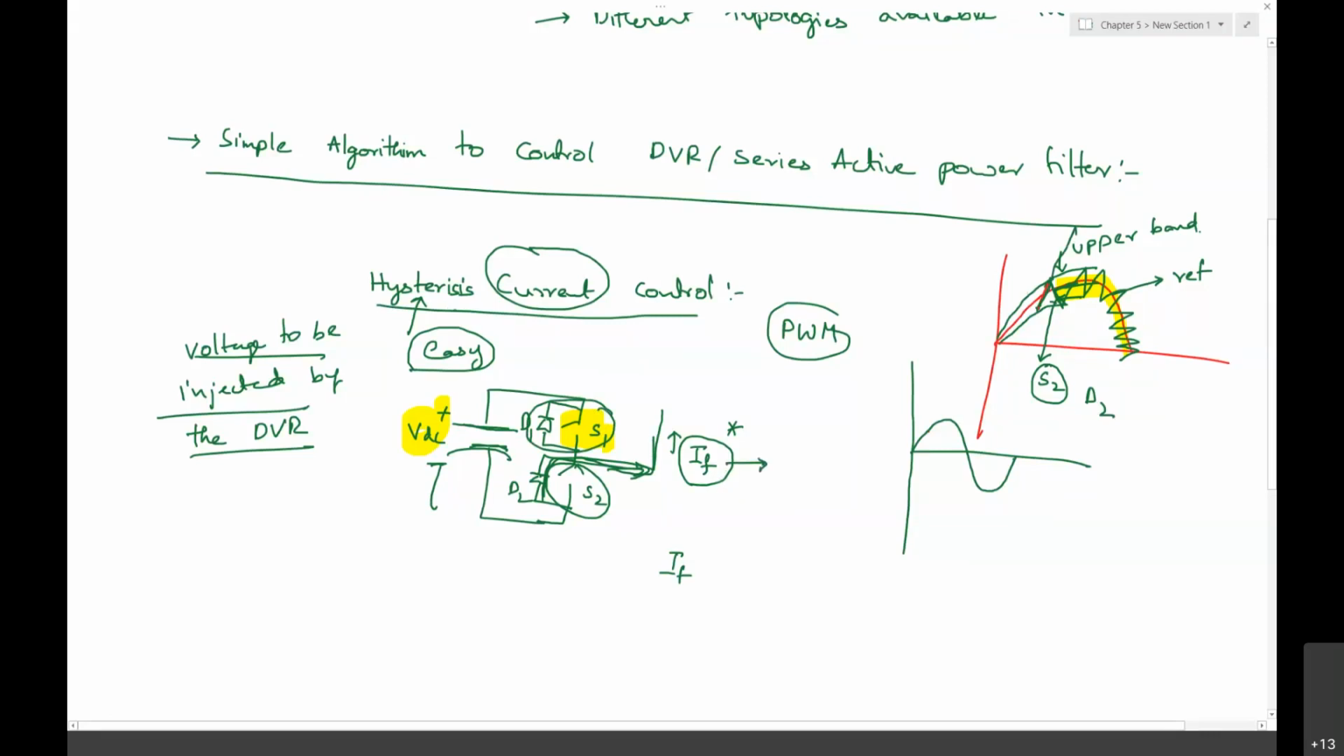We will see how the hysteresis current control technique can be applied to the dynamic voltage restorer in the next coming class.